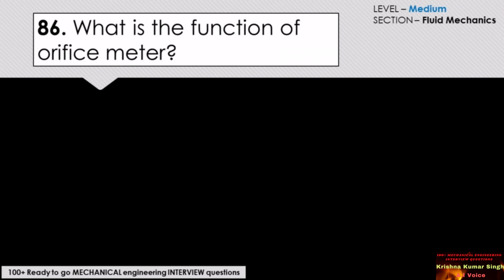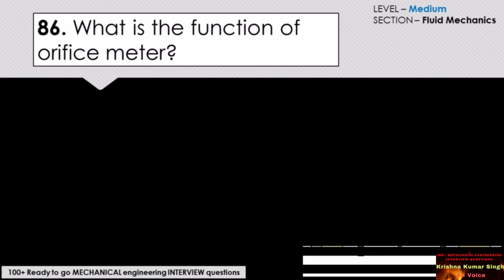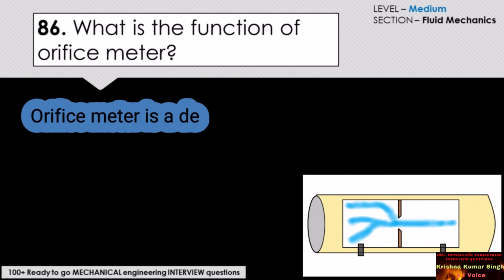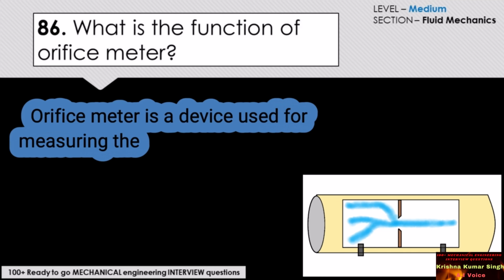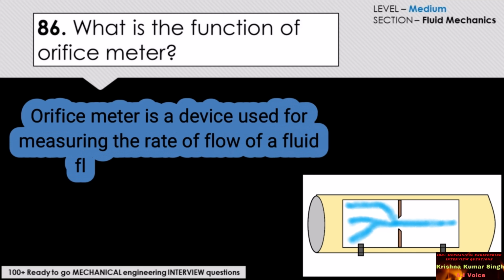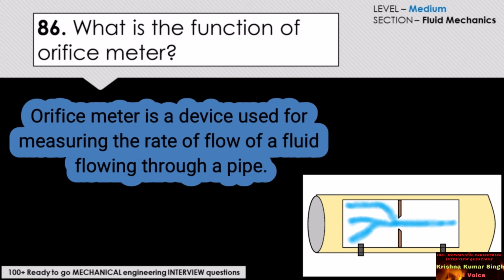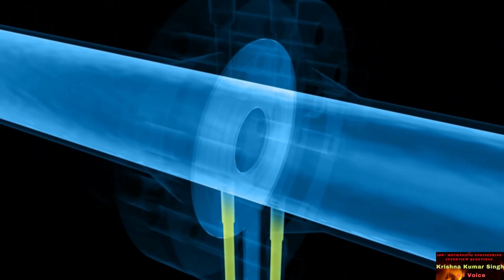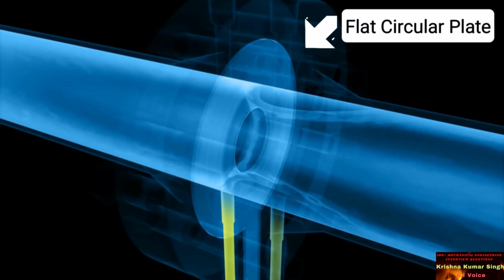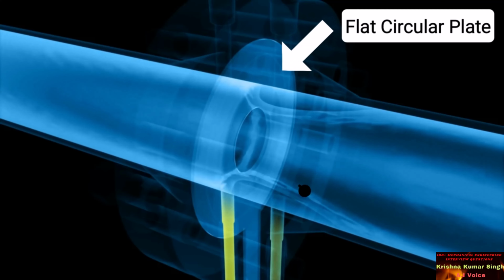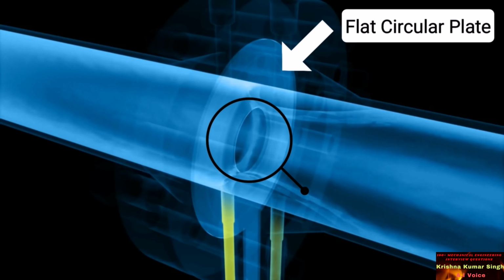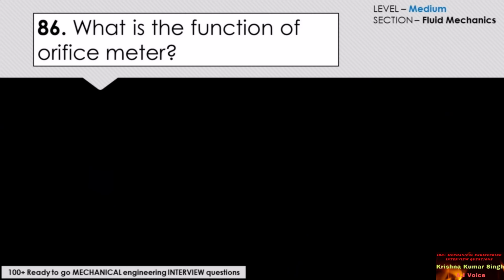What is the function of an orifice meter? An orifice meter is a device used for measuring the rate of flow of a fluid flowing through a pipe. It is a cheaper device as compared to a Venturi meter. This also works on the same principle as that of a Venturi meter. It consists of a flat circular plate which has a circular hole concentric with the pipe.